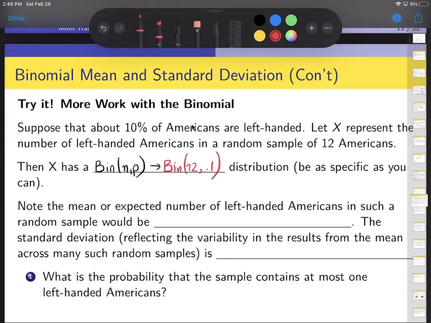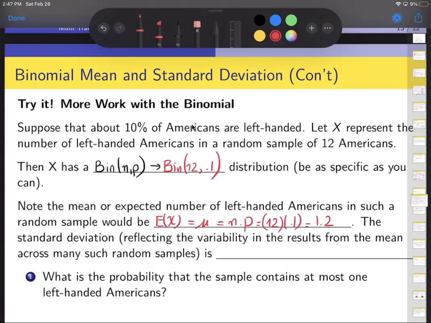Note that the mean, or the expected number of left-handed Americans in such a random sample, would be what? This sentence is asking for the expected value. Remember, expected value is E of X equal to mu. You're going to write it all out. Equal to N times P. Well, N is 12, P is 0.1, so 1.2 Americans who are left-handed.